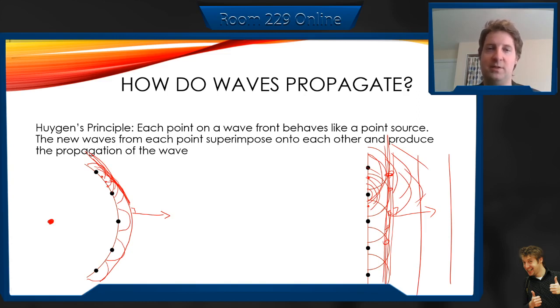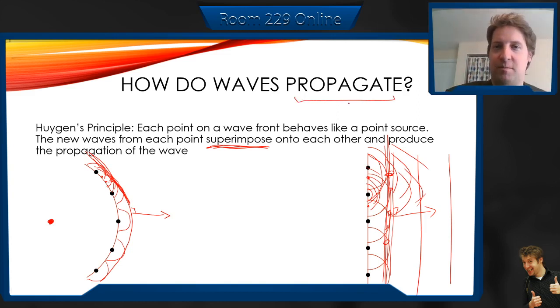The wave continues to build new waves, a whole bunch of them. They're all going to build up onto each other. Here's a good word: superimpose. They build up onto each other. They stack on top of each other to produce the new wave as it moves. Propagate. That's a fancy word for move. Okay? Awesome. And we're going to continue to use this Huygens principle all over the place.